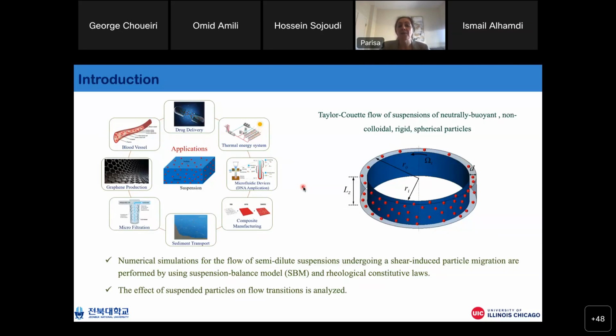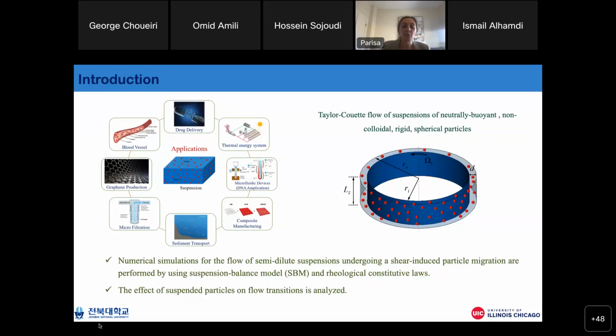As you know, Taylor-Couette flow has a lot of applications in drug delivery, bioreactors, blood vessels, graphene production, and all of those are some examples of Taylor-Couette flow. But when there are red blood cells or bubbles or particles involved in the system, however, as I mentioned, mostly there were experiments by the time that we were working on this paper.